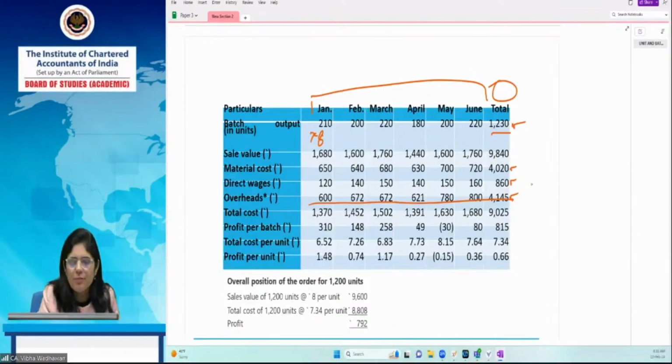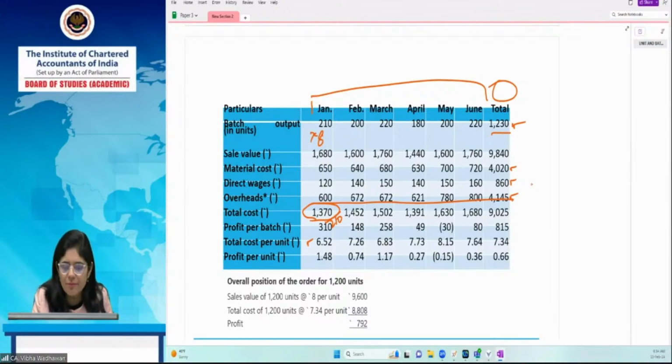Then profit per batch. So this is cost per batch. And then profit per batch. Clear? And then per unit. How has per unit come? Total cost is 1370 divided by units, which in one batch is 210. You will get 6.52 costing.